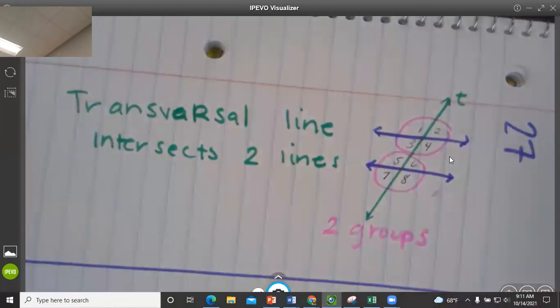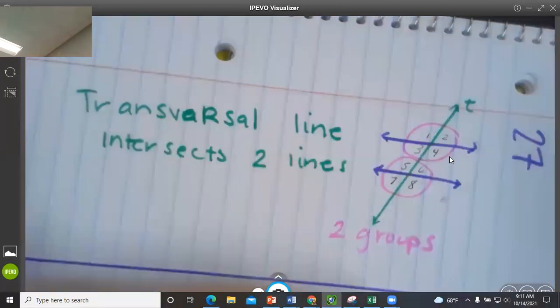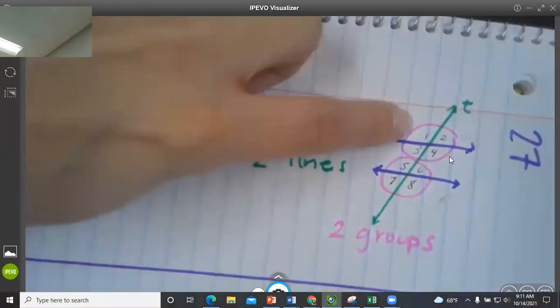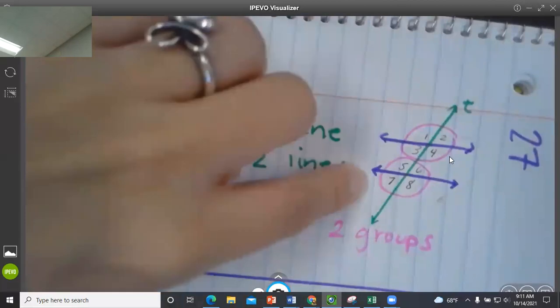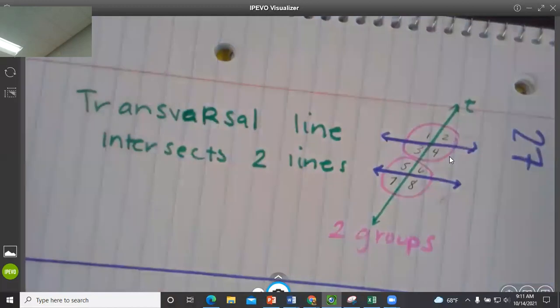So far we had just done everything in one group: complementary, supplementary, vertical. But now the 4 that we're going to talk about today, you'll be able to go from one group to another group. Okay, that's what we're doing today. So now we're talking about 2 groups. All right, so let's go to page 28.